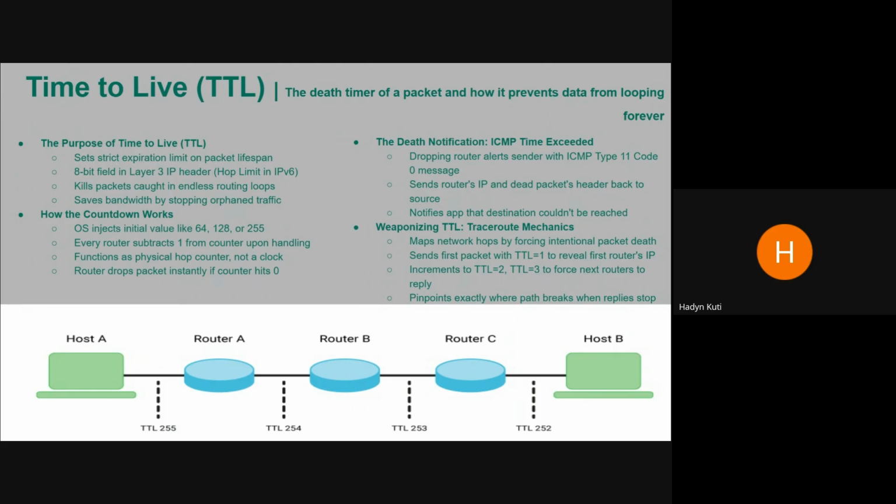The death notification: ICMP time exceeded. The dropping router will alert the sender with an ICMP type 11 code 0 message. The router doesn't just quietly delete the packet. It takes a moment to write a note back to the source machine to explain what went wrong. It sends the router's IP and the dead packet's header back to the source and notifies the app that the destination couldn't be reached.